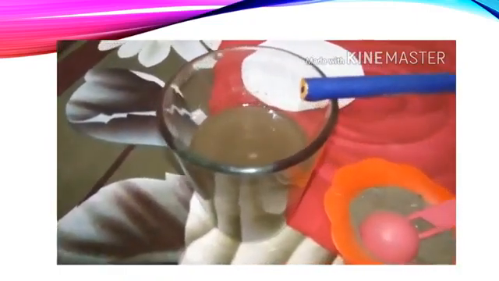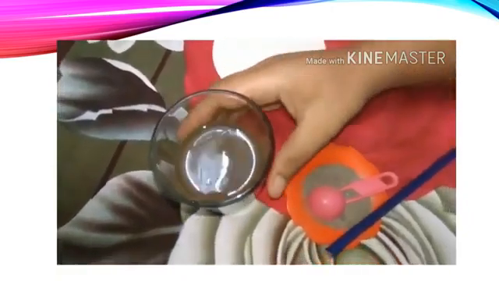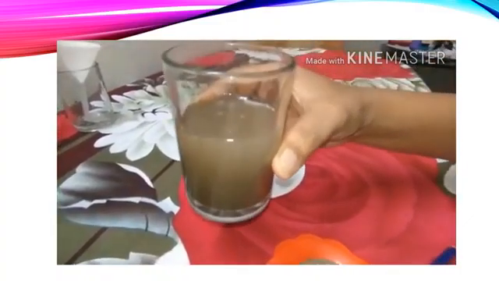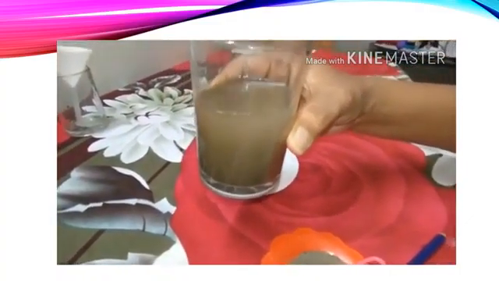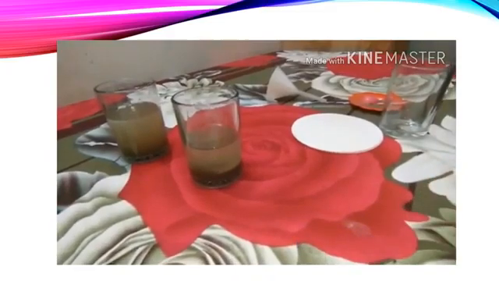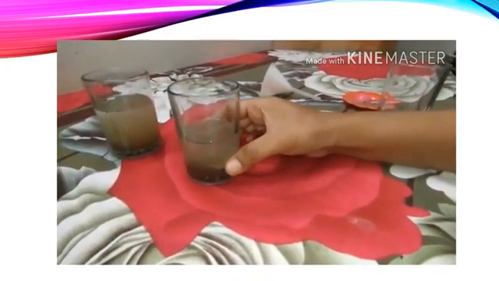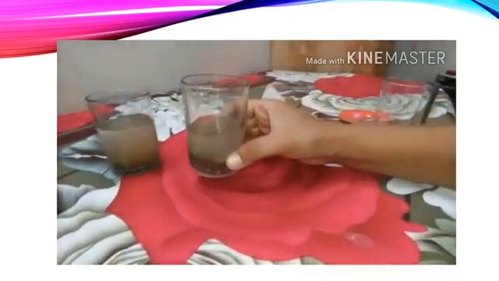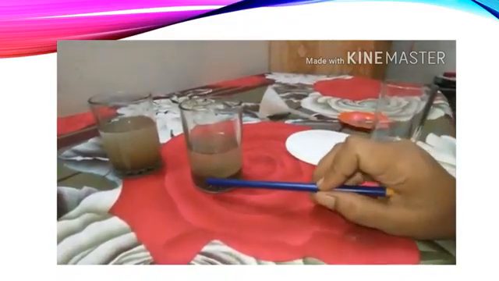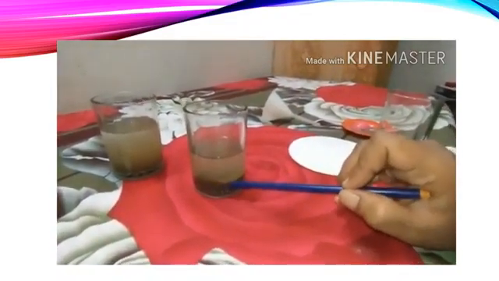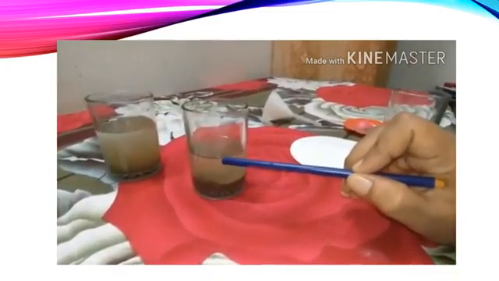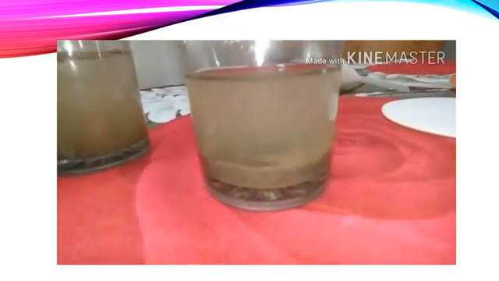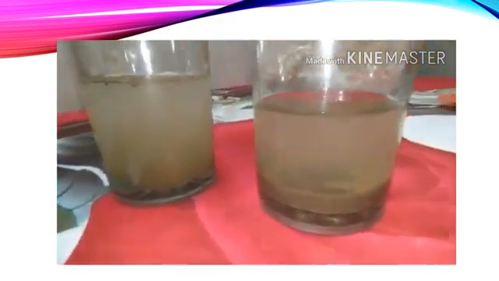Slowly pour out clear water into another empty beaker. We pour the clear water into another beaker without disturbing the sediment of sand. This process is called decantation. When all the clear water has been poured out, only sand is left at the bottom of the beaker. In this way, a mixture of sand and water has been separated into sand and clear water by decantation.